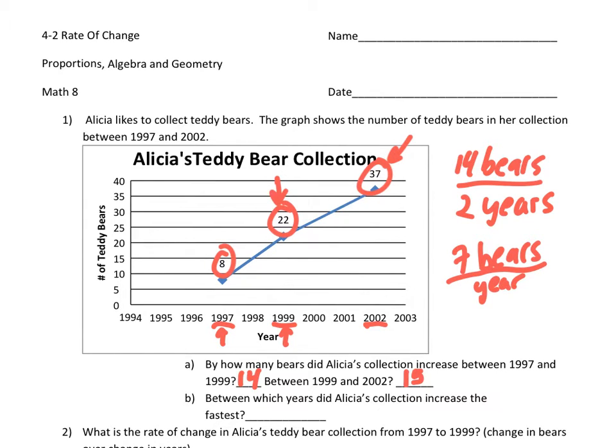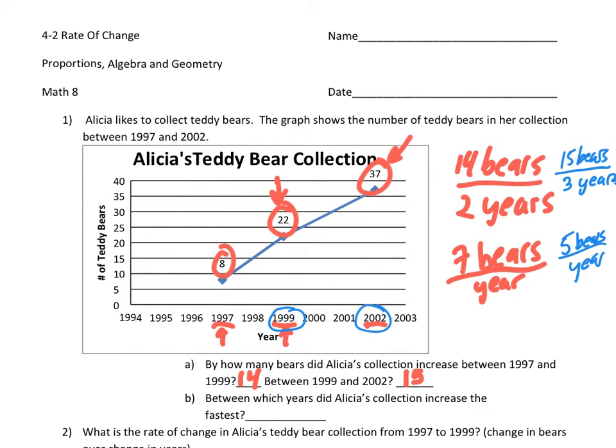Now I want to do the same thing for 1999 to 2002. Again, we know that it was 15 bears, so I can write 15 bears. And this time, from 99 to 2002, there were 3 years that went by, so I'm going to divide by 3 years. Again, what's the average per year? 15 bears in 3 years means 15 divided by 3, or 5 bears per year.